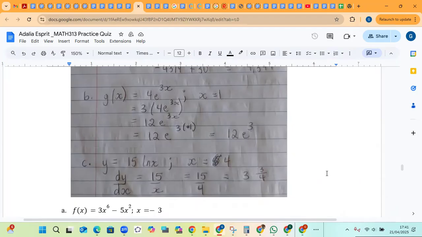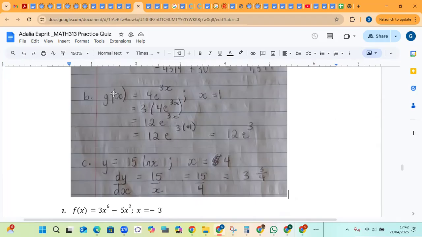Now let's go for the second one, part B. 4e to the 3x, to differentiate such a function, you multiply 4 by 3. Here you have a slight error because you should not write g of x equal this. Right now you have to write dy/dx is equal to this, because this is not the same as 4e to the 3x. Here you have differentiated, so you cannot carry the equal sign, implying that this is g of x. This is not g of x, this is dy/dx. Okay, so please take note of that. And then 4 times 3 is 12e, and then you substitute 1 in the place of x, so you have 12e to the 3.